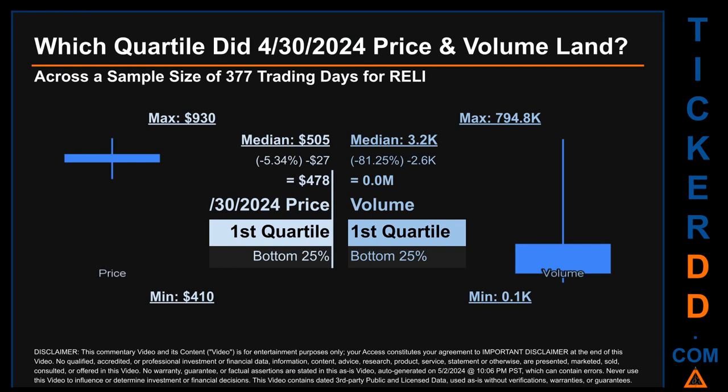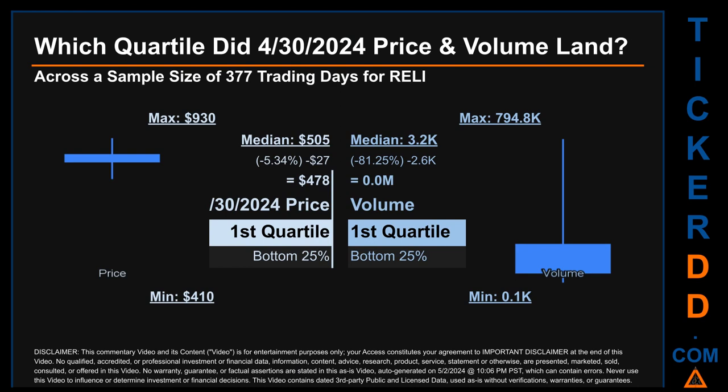The day's volume landed within the first quartile, at the bottom 25% of all sampled daily volume, which saw a max daily volume of 794.8 thousand and a minimum of 0.1 thousand. Quartiles tell us about the spread of a data set by breaking that data set into quarters, just like how the median breaks the set into half.